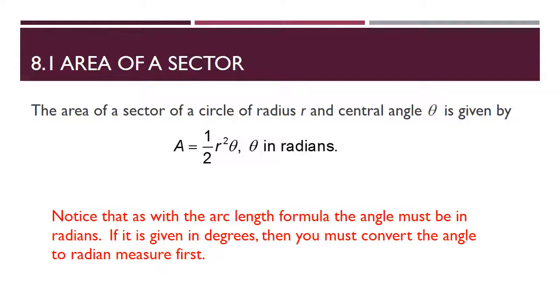You'll notice in the bottom here in red, I made a note. Notice that as with the arc length formula, the angle must be in radians. If it is given in degrees, you must convert the angle to radian measure first. I know I keep pounding this and it's a little redundant, but honestly, when we've done this in the past, this has been the major mistake that people make on these formulas. They're not difficult formulas, but we forget to convert our angle to radians, and it's very important that you get that in your head.